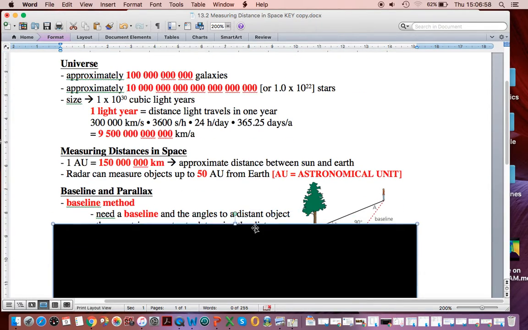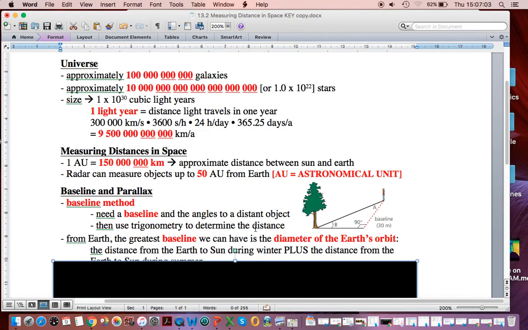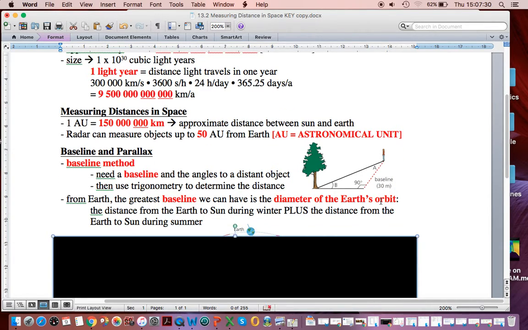There's something called the baseline method, using something called parallax. And you see a picture of a tree and a person, and what it involves is a bit of geometry. As you move and take different angles, you can work out how far you are from that tree. So the tree would represent, say, the star, and you would represent the Earth, and you're trying to figure out how far it is. We're not going to make you do the math of it. This is just to give you a qualitative view of how to tackle these things.